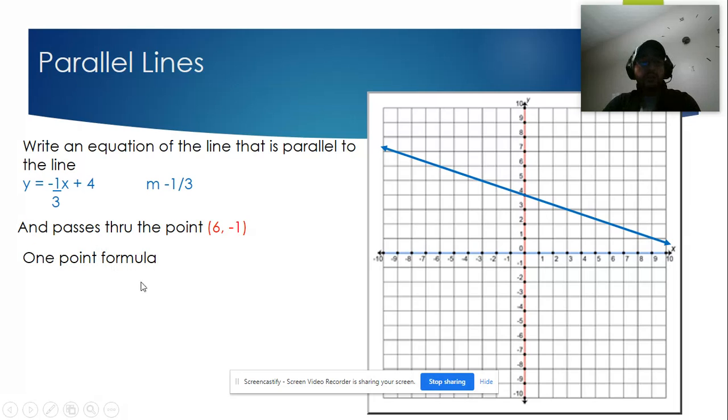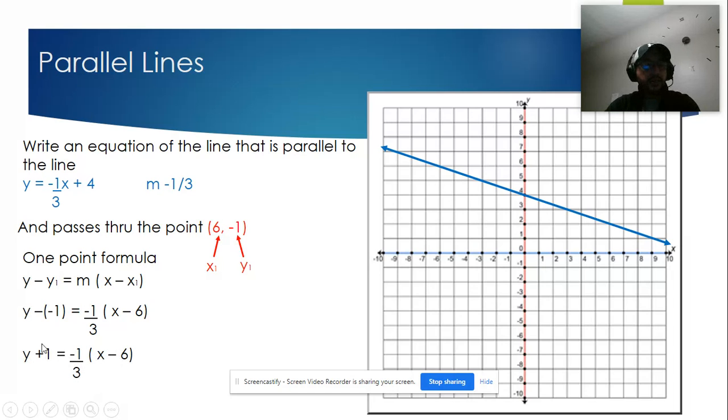I can use the point-slope formula, which is y minus y sub 1 equals the slope, or m, times x minus x sub 1. So out of my point, I'm going to label it x sub 1, y sub 1. Now I have the slope and the point, so I'm going to fill it out in the formula. It will be y minus y sub 1, which in this case is negative 1, equals the slope, negative 1/3, times x minus 6.